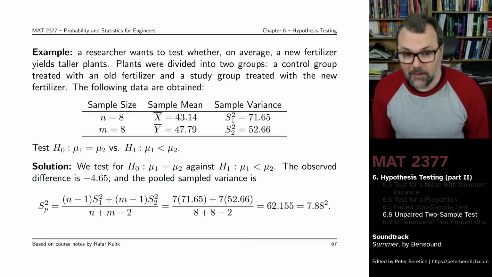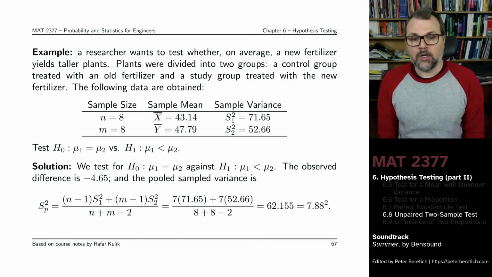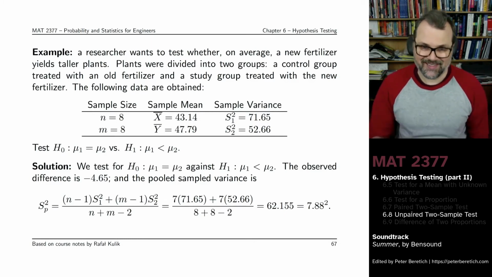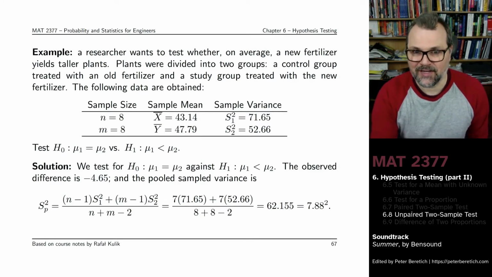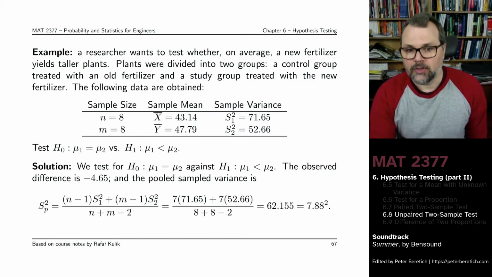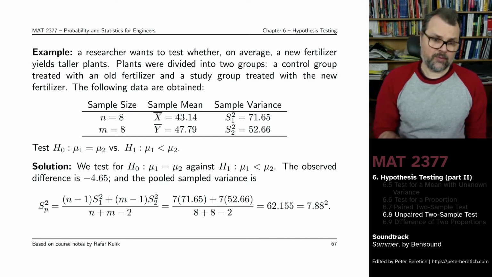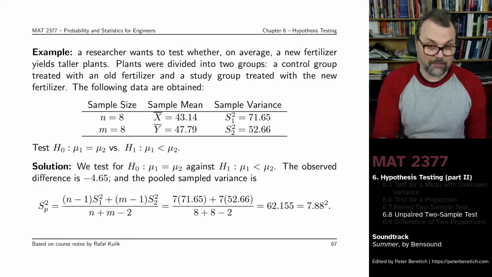So if you assume that the null hypothesis holds, that mu1 is equal to mu2, you need to compute the observed difference between X bar and Y bar. That gives you minus 4.65. Right? So we get an improvement of 4.65 units of height on average. You compute the pooled sample variance, N minus 1 times the sample variance in the control group plus M minus 1 times the sample variance in the study group divided by N plus M minus 2. You replace all the values in there and you will get that this thing here is about 7.88 squared. Pooled variance, 7.88 squared. The pooled standard deviation would be 7.88. And we should call this the pooled sample standard deviation and the pooled sample variance.